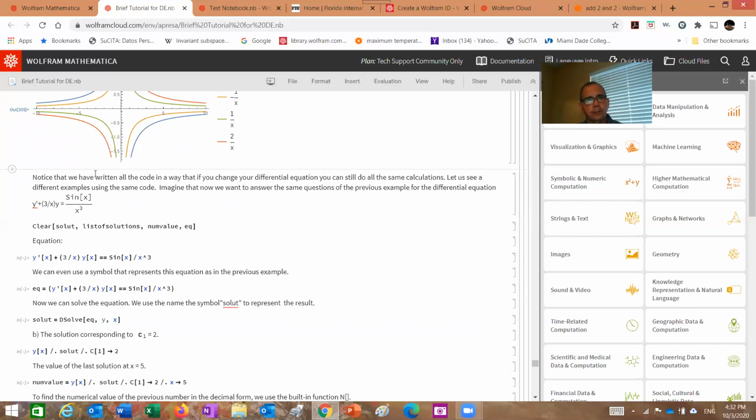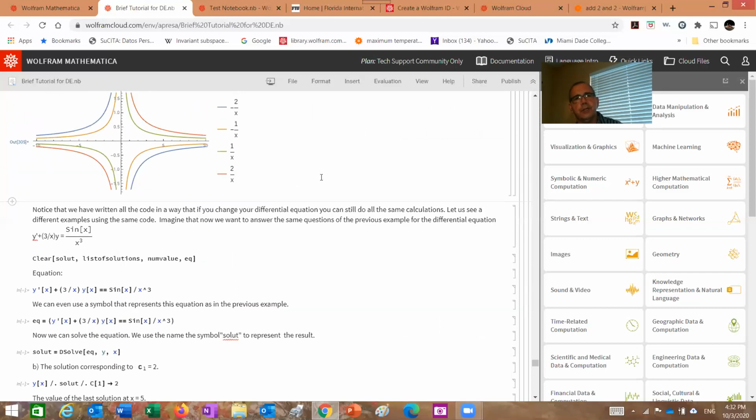So now, we have written all this code before, so that if you change just the differential equation at the beginning, you can do the same calculation as long as the calculations work for that equation. Let us see a different example here using the same code. The good thing about writing this down in this way is that you can use this code to do the same thing with other equations.